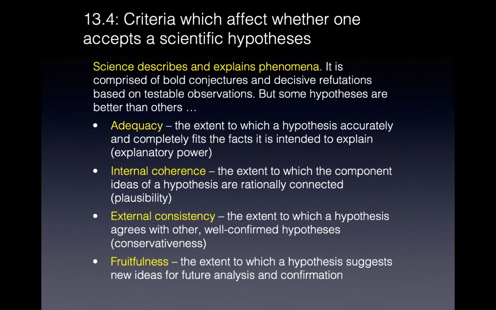External coherence, or consistency, is the extent to which a hypothesis agrees with other well-confirmed hypotheses. We don't want a theory about the age of the Earth that says Earth is less than 10,000 years old when we have geology and chemistry and physics and even biology producing some pretty powerful evidence that it's much older than that.